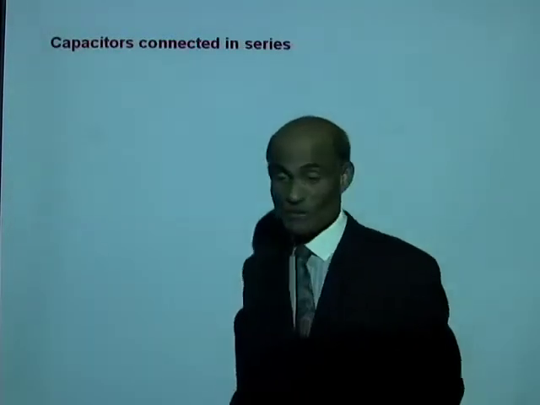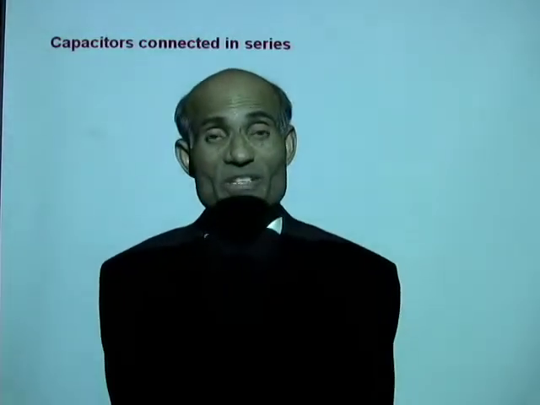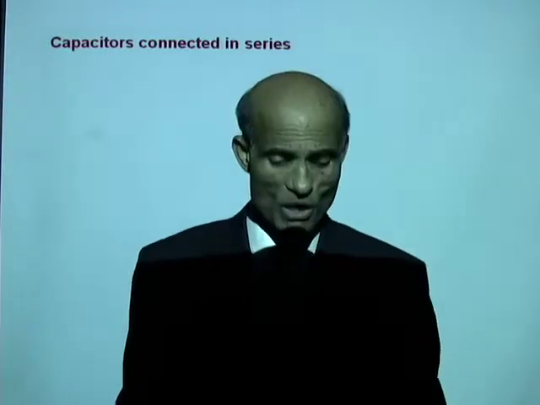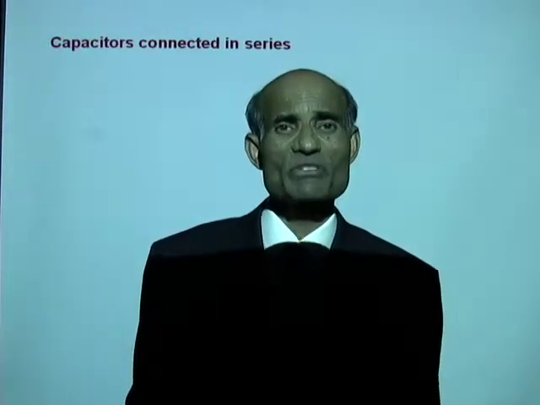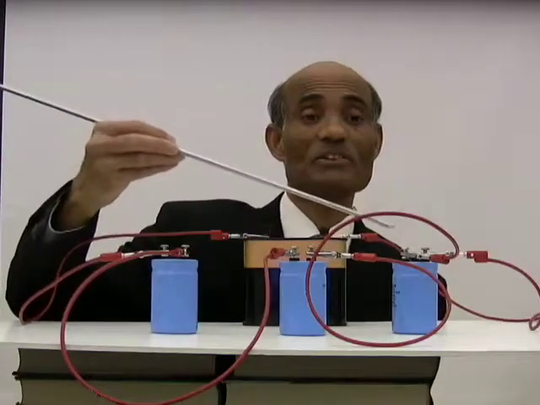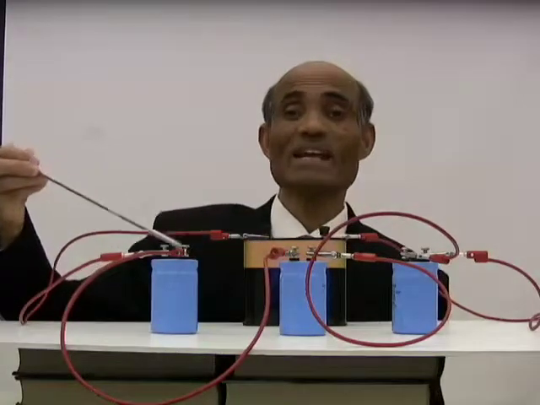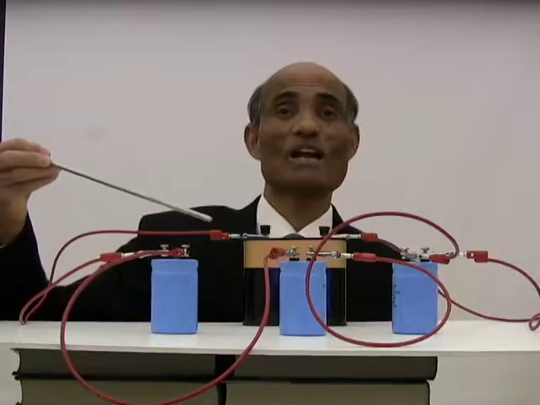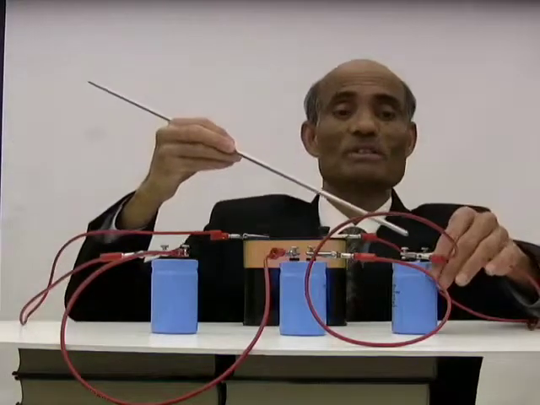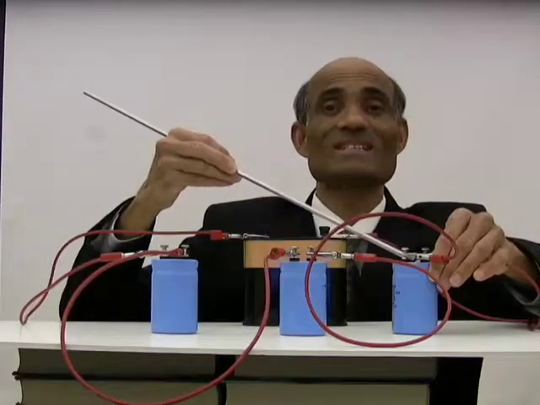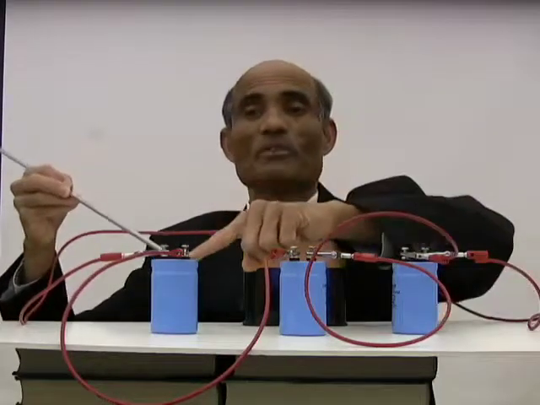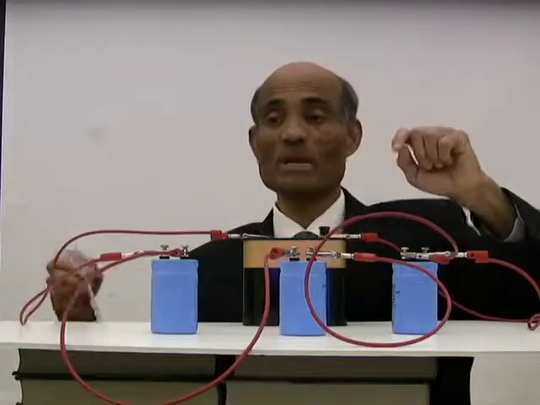Okay, we will now talk about capacitors connected in series. Now, what is the meaning of connecting capacitors in series? Well, here I have connected 3 capacitors in series. I want you to learn how capacitors are connected in series. Now, this capacitor has a capacitance C1, this has a capacitance C2, and this has a capacitance C3.